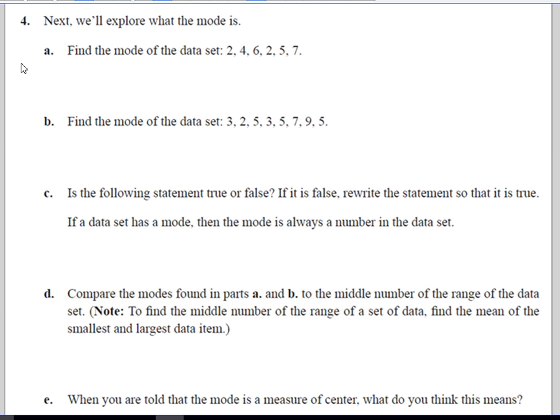So here we have a couple examples. And if we look at this data set here, we have 2, 2, 4, 5, 6, 7. 1, 2, 3, 4, 5, 6. I like to count to make sure I got them all. Sometimes I'll mark them off as I'm going if I get confused. But we see that the number 2 appears twice in our data set.